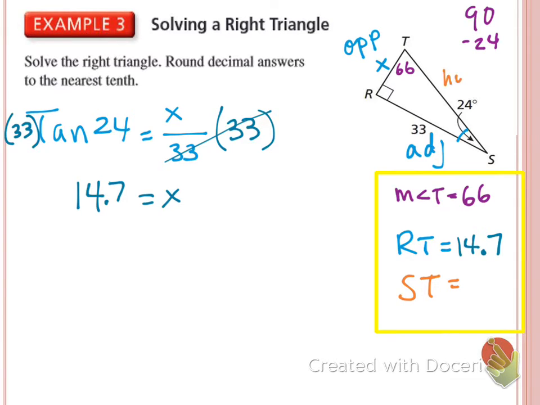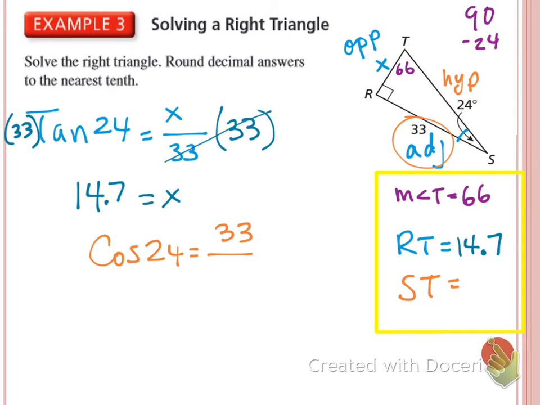So we want to find the hypotenuse. I would still use a trig ratio using a side you do know, or like the one you're given, and a side you don't know. So which trig ratio would we use here? Cosine. From 24 equals the adjacent, 33, over the hypotenuse.